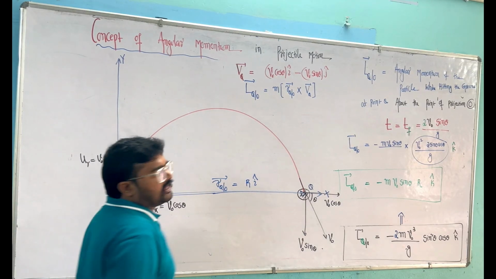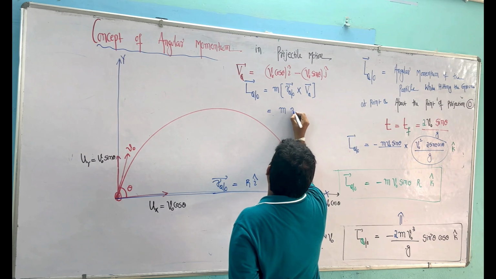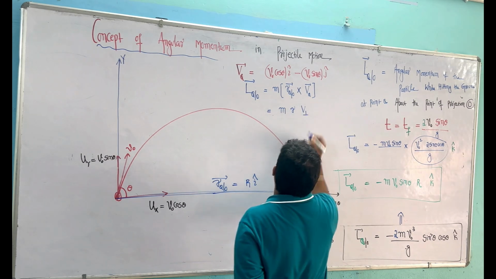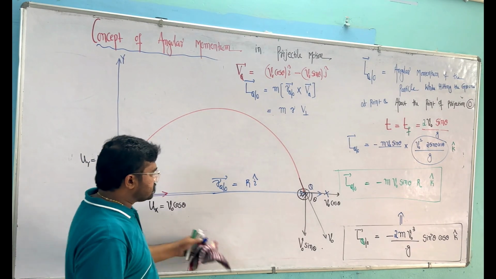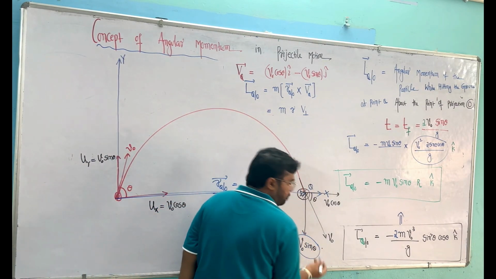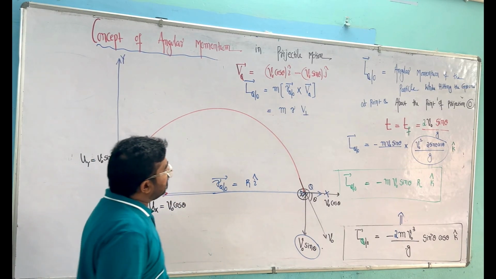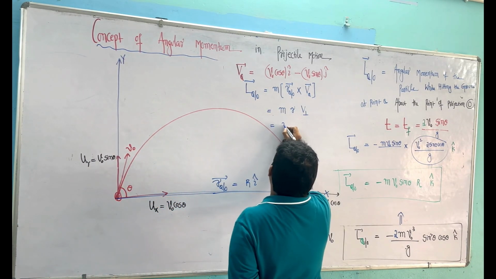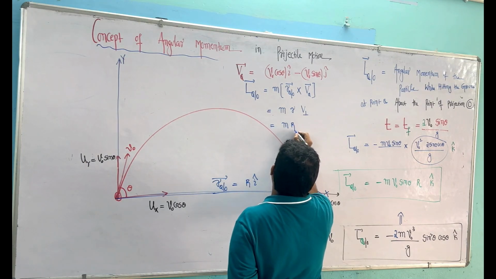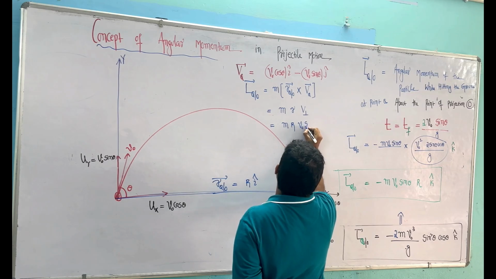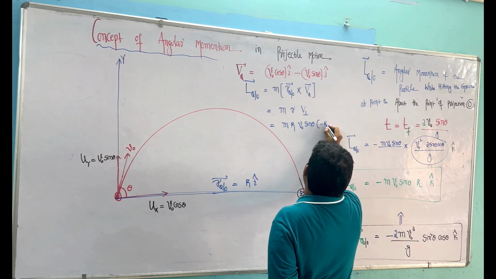Understood? It can be written this way, or directly like this: M into R into V perpendicular. Which component is perpendicular to R? Then that is M into R, where R would be the range, into V naught sin theta. Minus J cap is along which direction? Minus K cap.